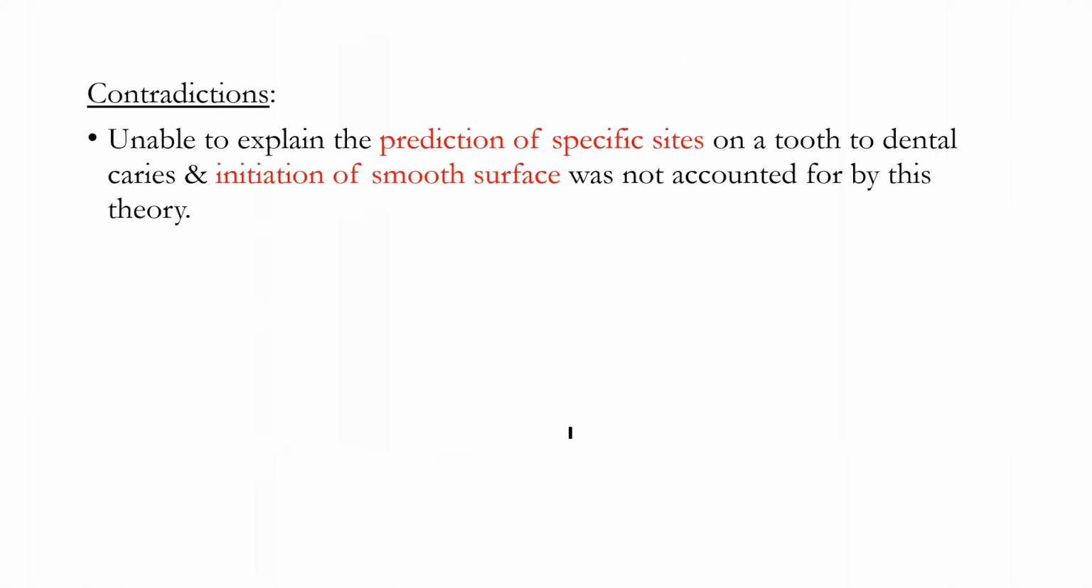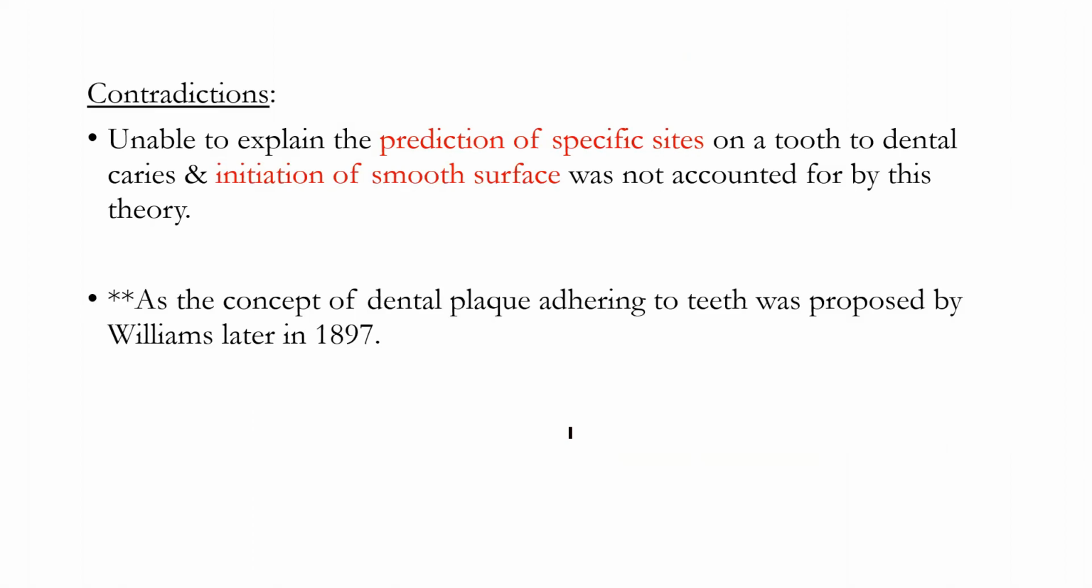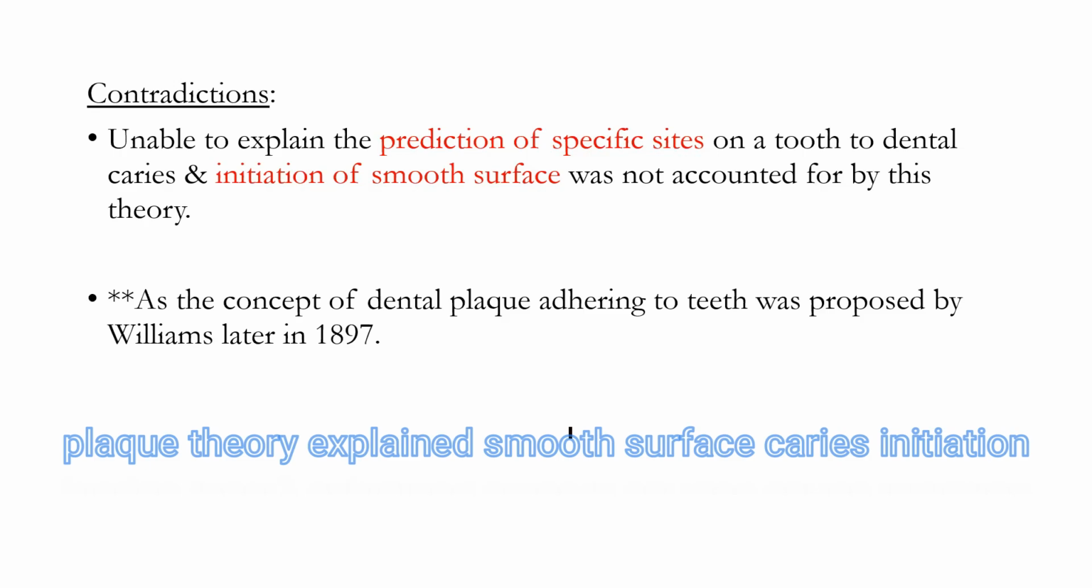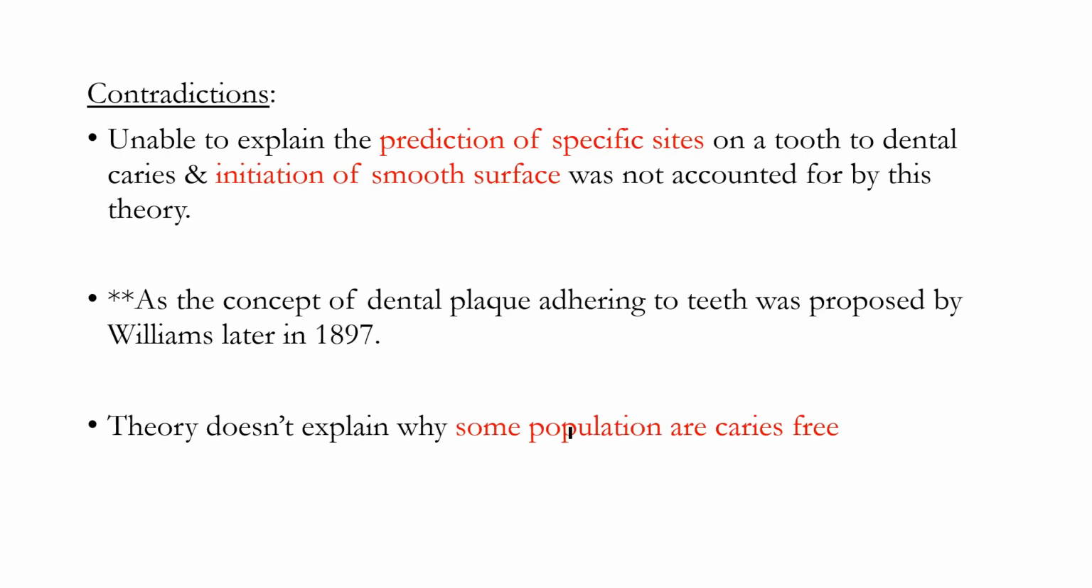There were some contraindications for this theory because he was unable to explain why certain sites on a tooth or certain teeth even were more prone to caries, and how smooth surface caries was initiated was not explained by this theory. It was only understood later on when the dental plaque theory was explained by Williams in 1897. Also, this theory failed to explain why some populations in the world do not get caries at all. Also, this theory did not explain arrested caries.